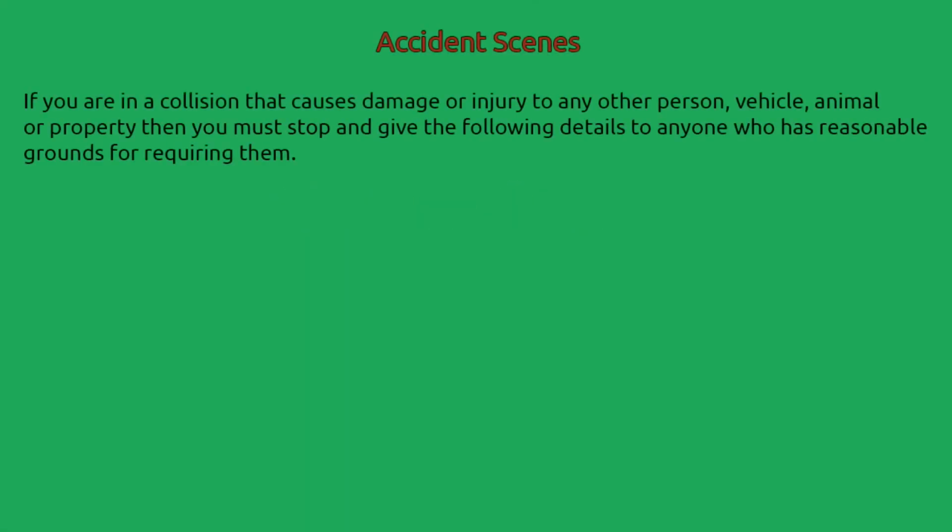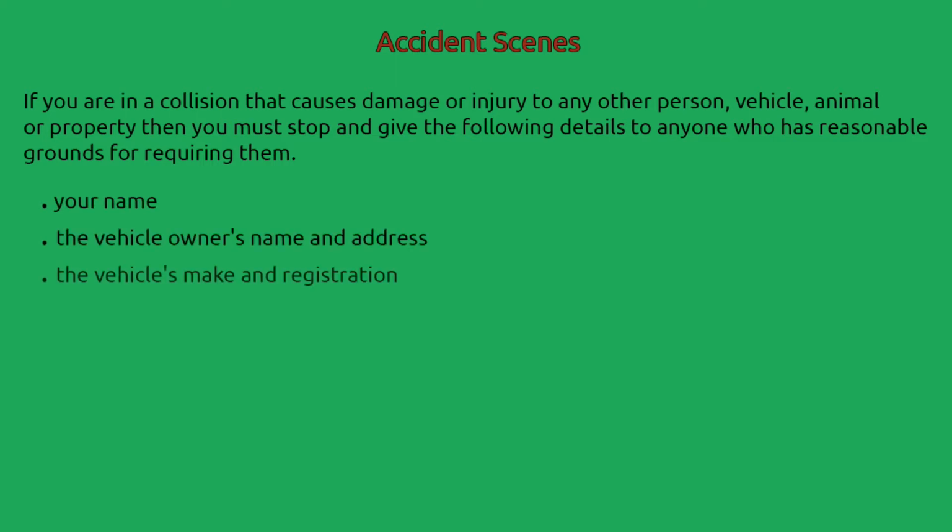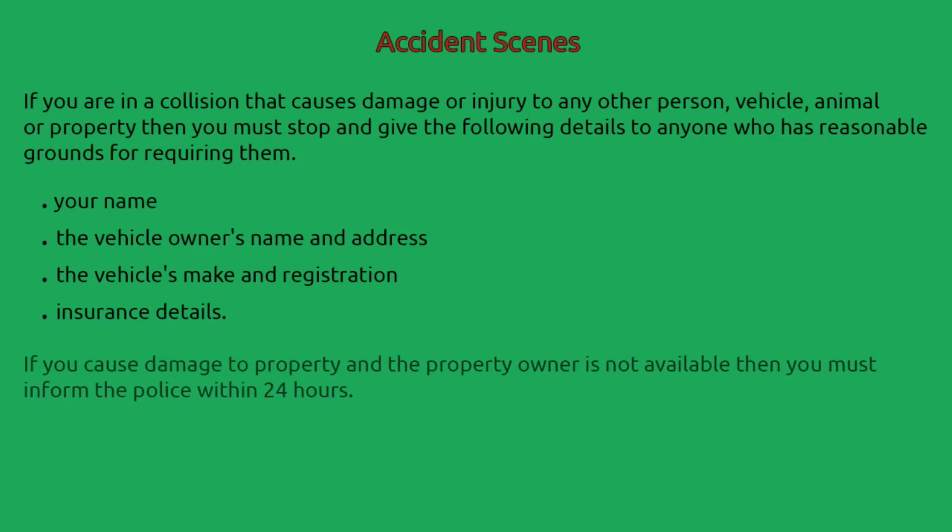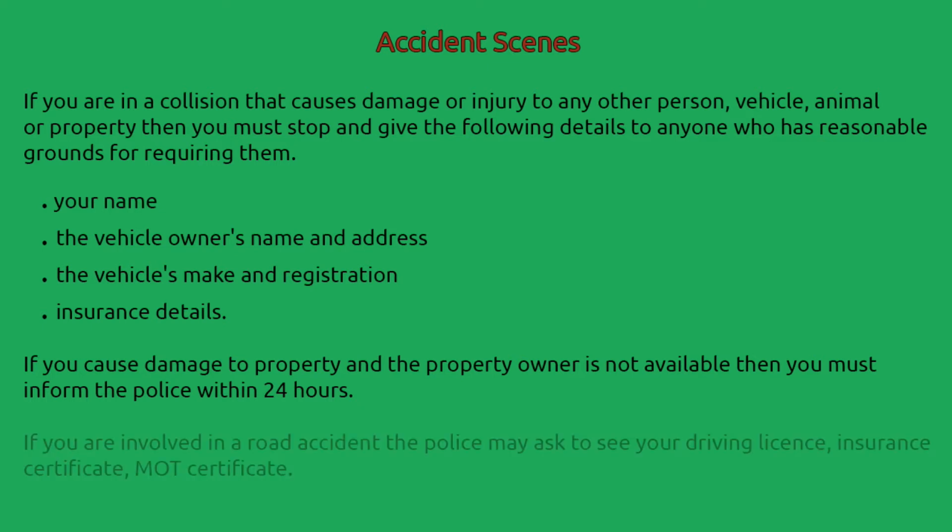Accident scenes. If you are in a collision that causes damage or injury to any other person, vehicle, animal or property, then you must stop and give the following details to anyone who has reasonable grounds for requiring them: your name, the vehicle's owner's name and address, the vehicle's make and registration, the insurance details. If you cause damage to property and the property owner is not available, then you must inform the police within 24 hours.